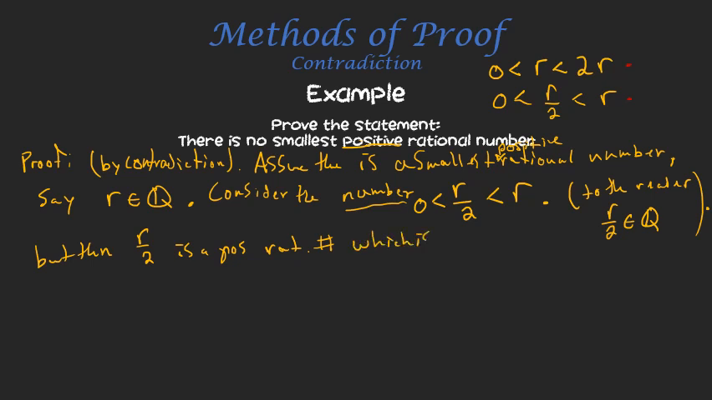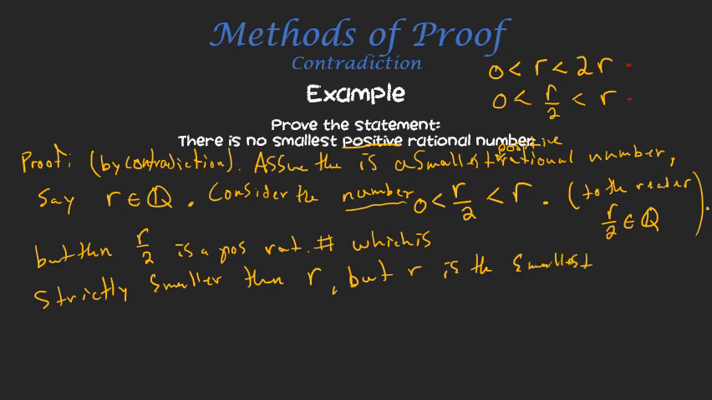which is strictly smaller than r. But r is the smallest rational number. And that's a contradiction. Right? If it's the smallest rational number, I shouldn't be able to find a rational number that's smaller than it, but I can, and so that's a contradiction. Hence, and I'll just go ahead and restate it now, hence, there is no smallest positive rational number.